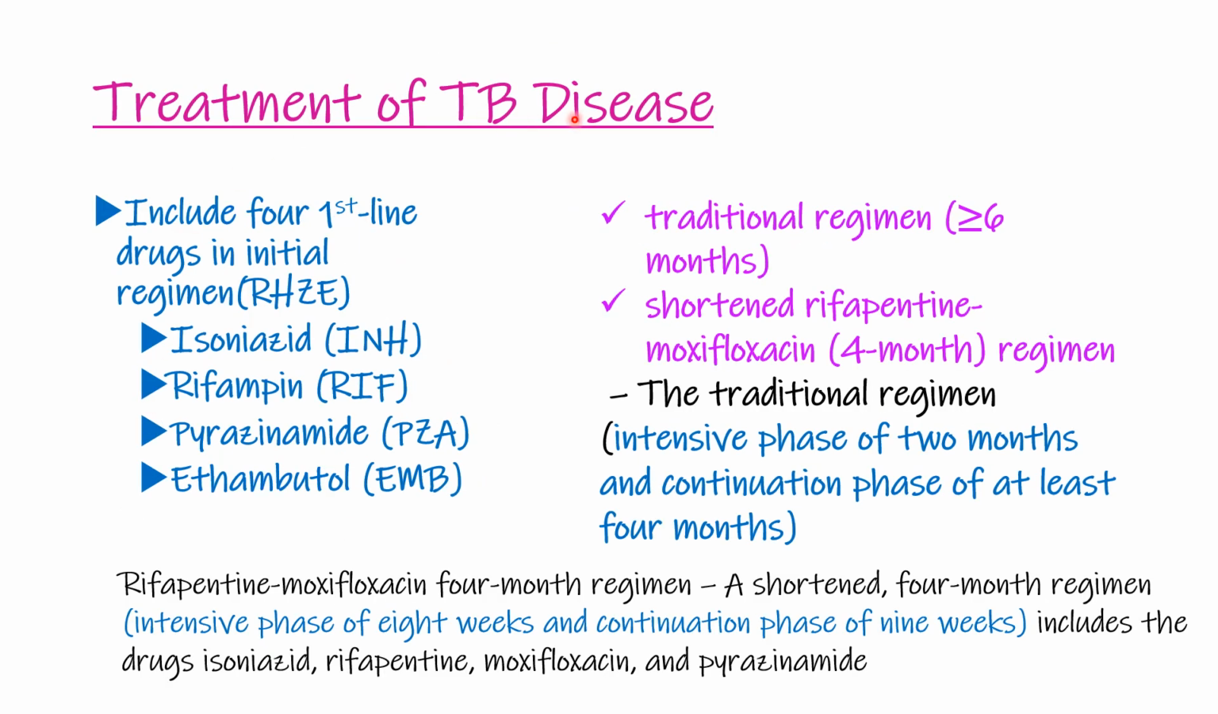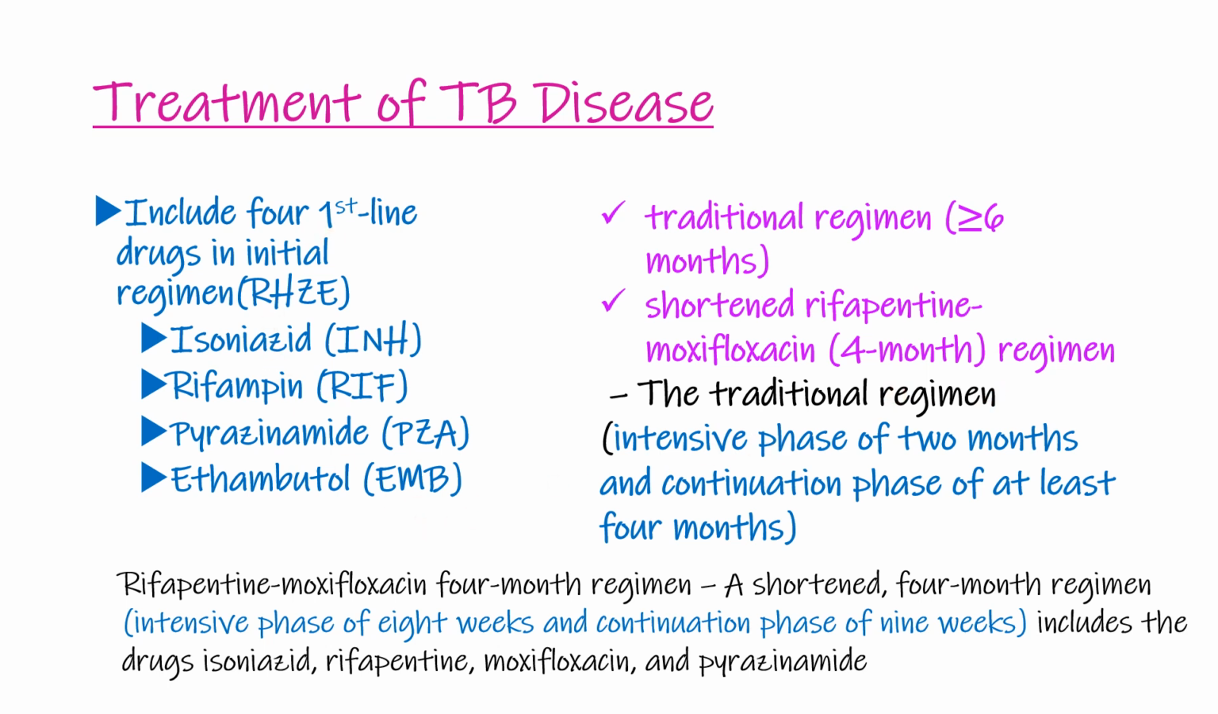So, treatment of this TB disease. When you read several articles, you'll see that most have a standard regimen, that is rifampin, isoniazid, pyrazinamide, and ethambutol. These are the first line drugs. However, there's one document that mentions that you can use a shorter rifampicin moxifloxacin 4-month regimen. However, let's just talk more about this traditional one.